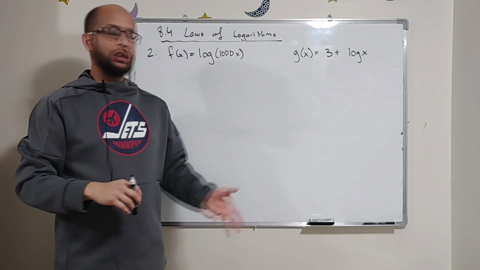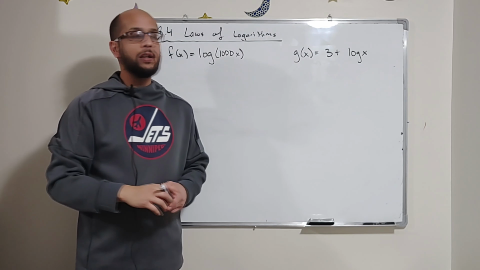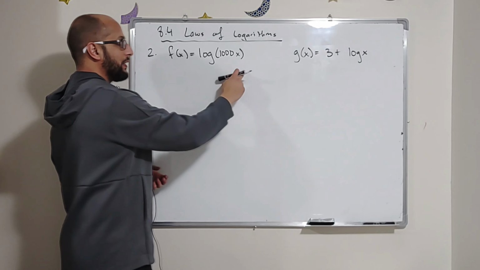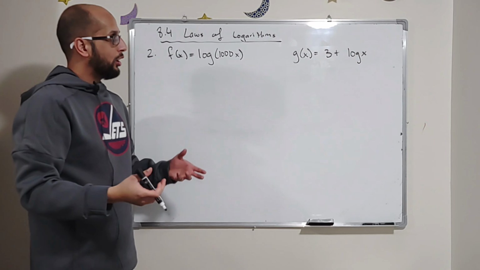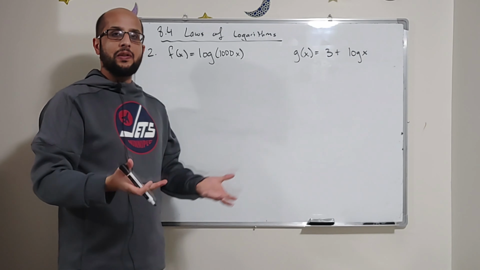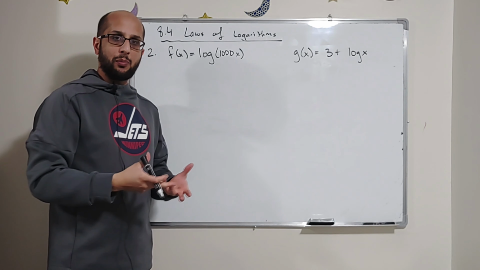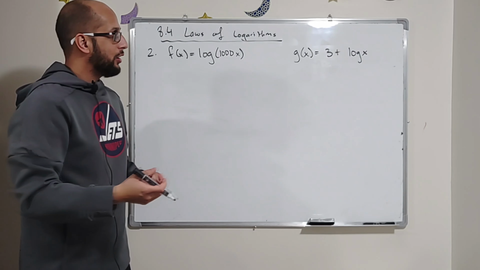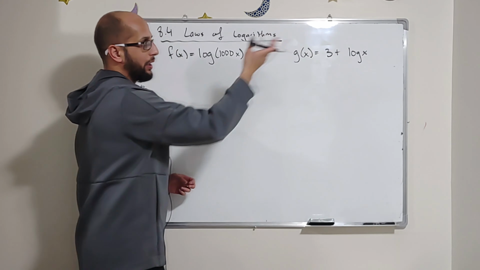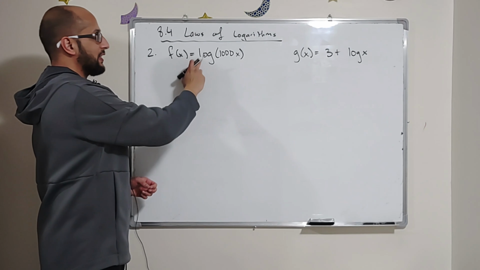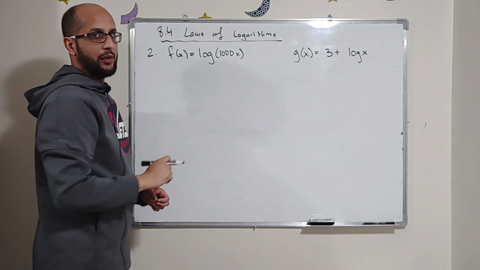So example number 5 in your textbook says to graph these two functions, f of x and g of x, and compare them. We're going to achieve the same purpose, but algebraically. So g of x is the log function, just shifted up by 3. f of x is the log function with a horizontal stretch of 1,000.